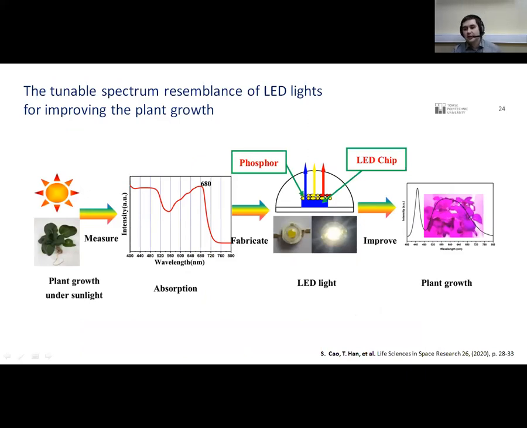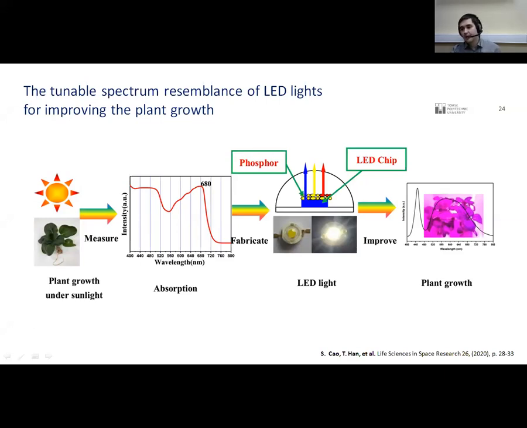I would like to consider some examples connected with the first, about Chinese cabbages as a plant. Recently, information about the influence of tunable spectrum on plant growth was published in a paper in the Life Sciences in Space Research journal. In this paper, the authors describe the approach of tunable LED lights for Chinese cabbage growth. The authors use spectrum resemblance. This approach evaluates the spectrum resemblance of the as-prepared LED lights.